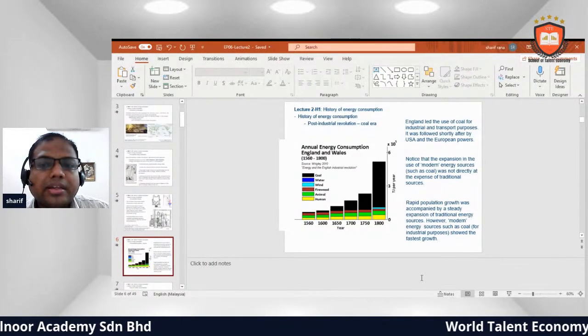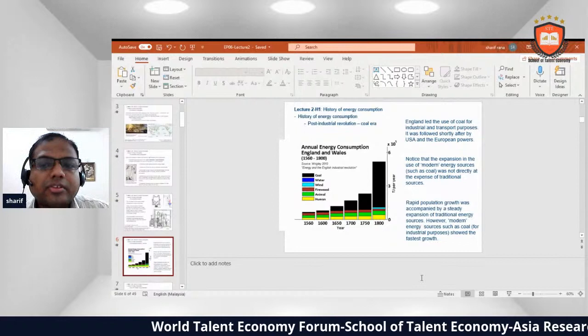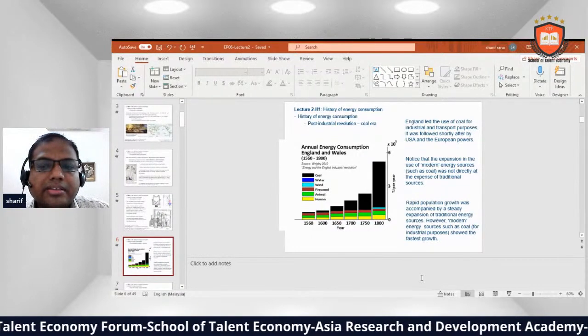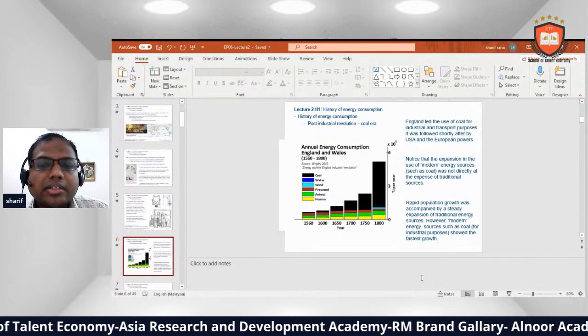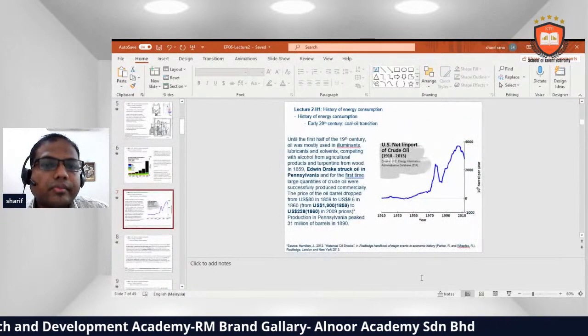Notice that the expansion in the use of modern energy sources was not built directly at the expense of traditional sources. Rapid population growth was accompanied by a steady expansion of traditional energy sources. However, modern energy sources such as coal showed the fastest growth.